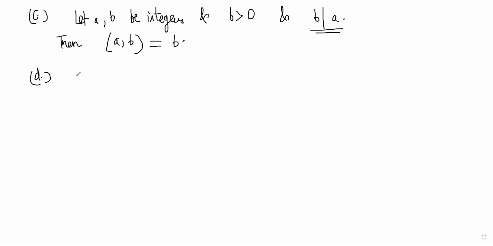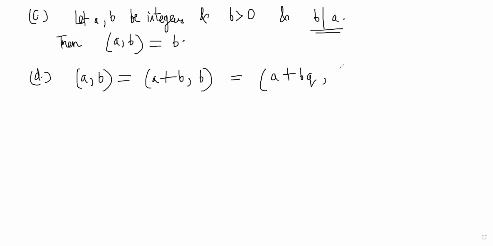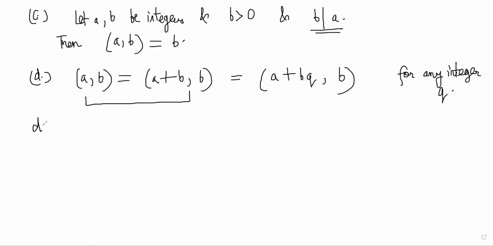Okay. The next one is, we can show that in general GCD of A, B will be equal to GCD of A plus B, comma B, which will also be equal to GCD of A plus BQ, comma B, for any integer Q. So how do we show that? We'll try to prove this. So let's say D is equal to the GCD of A and B and D dash is equal to GCD of A plus B, comma B, right?